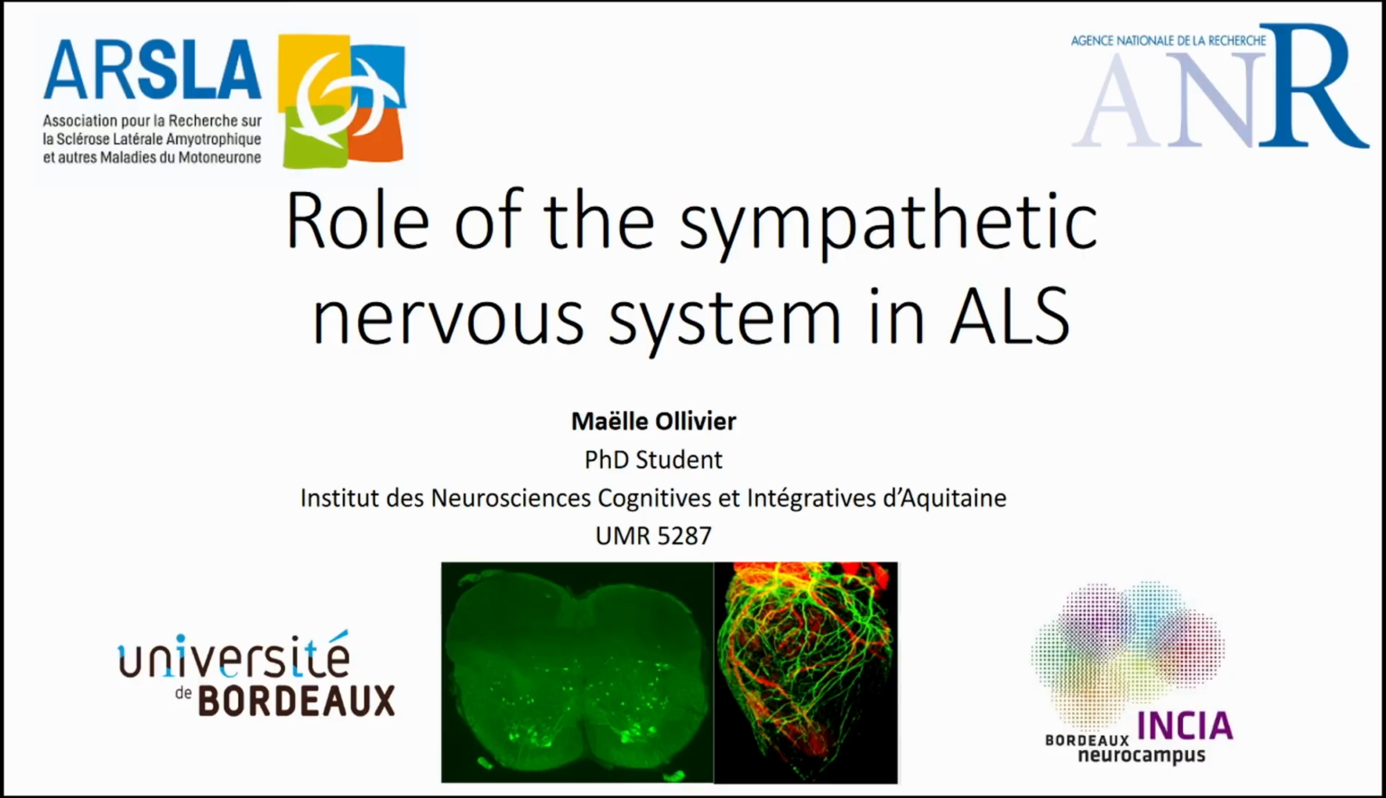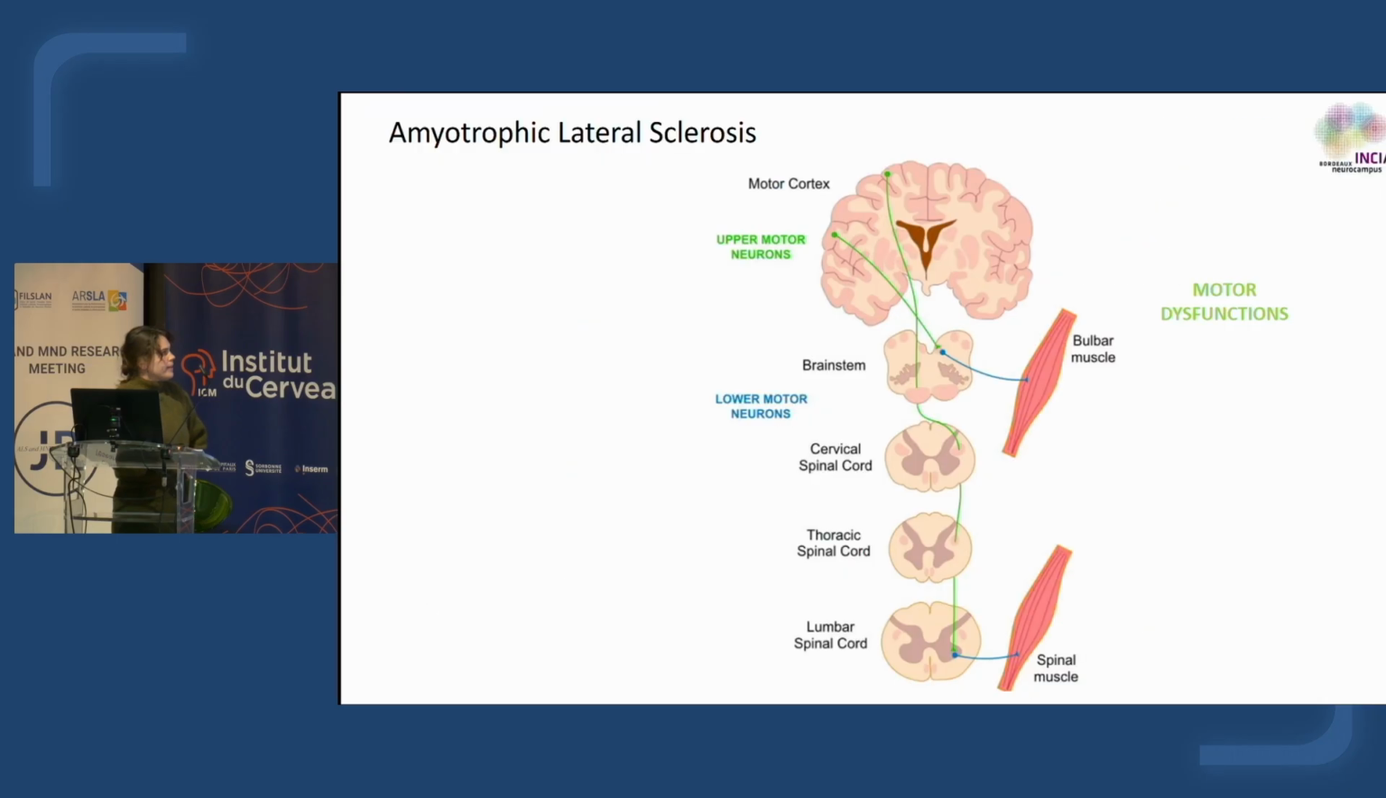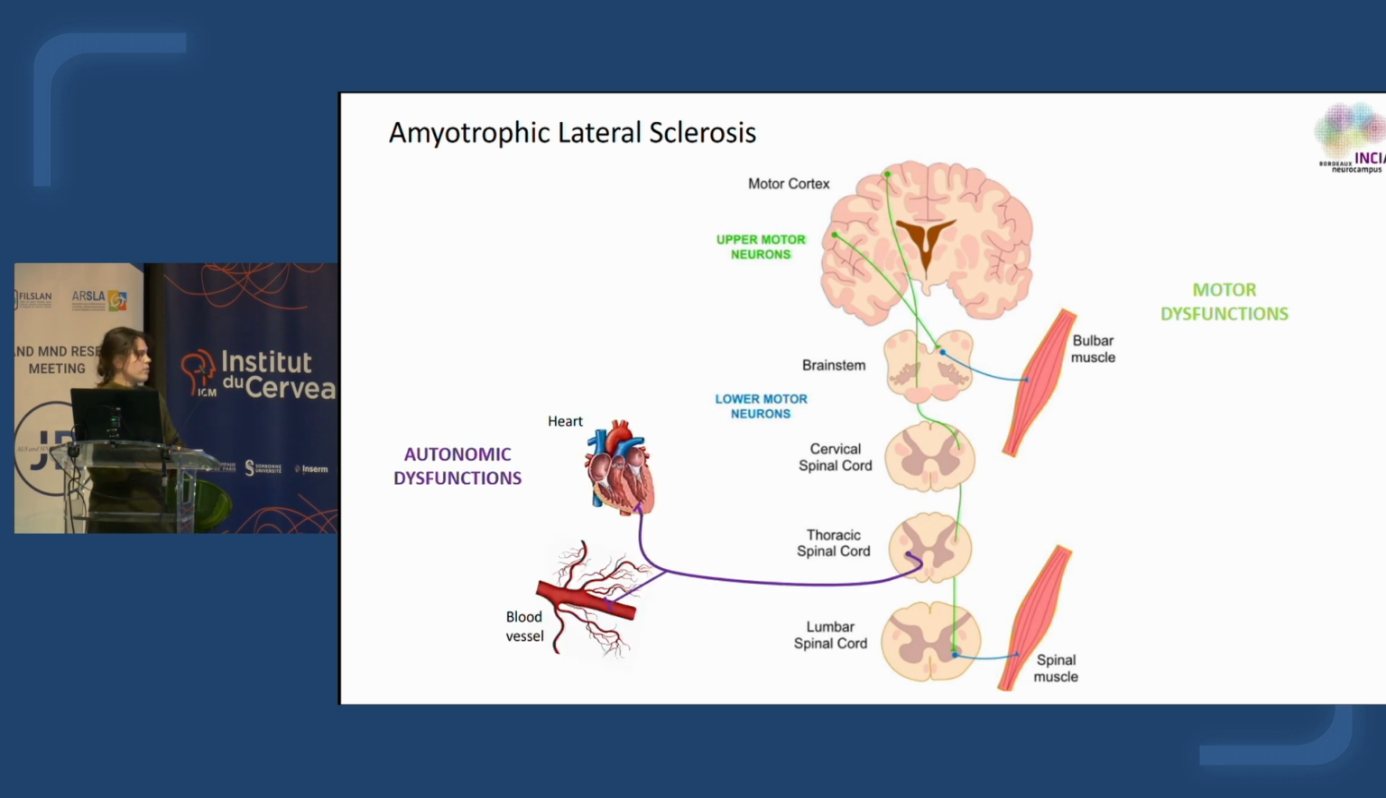result of my PhD project. So ALS is characterized mainly by the degeneration of upper and lower motor neurons, but maybe you don't know that there are also non-motor symptoms, including autonomic dysfunction.